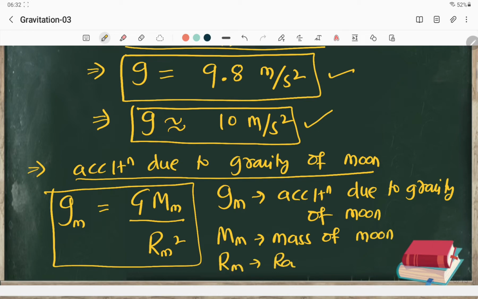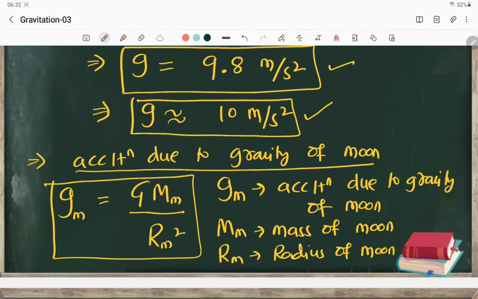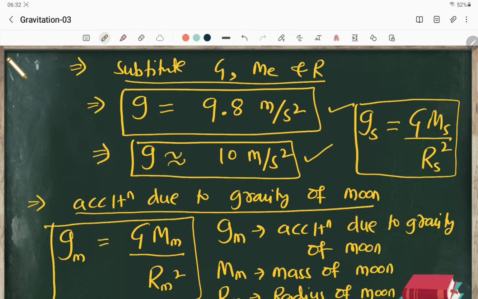Rm is the radius of the moon. So like that, for any body, you can get to know the acceleration due to gravity of that body. For example, the acceleration due to gravity of the sun: what is the formula? G into mass of the sun divided by the radius of the sun squared. So this is the acceleration due to gravity of the sun.